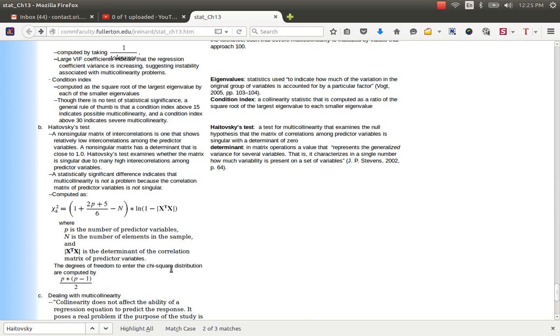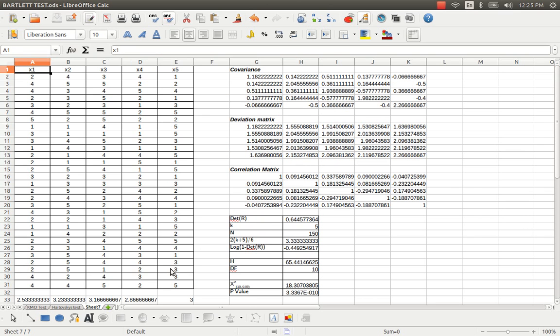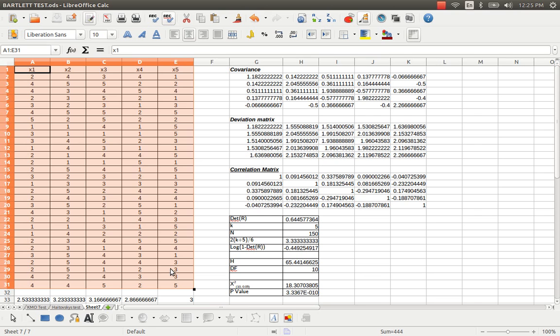Okay, so now I'm going to show you how to do that in LibreOffice Calc, which is very powerful for statistical and mathematical calculations. This is my data set. I have 5 data variables measured through a Likert scale with 5 items, where 1 stands for strongly disagree and 5 stands for strongly agree.